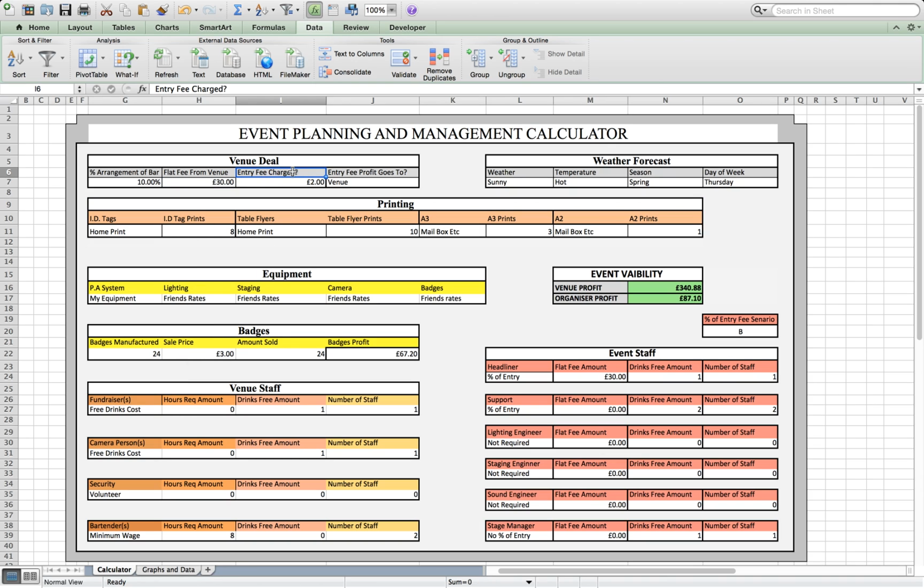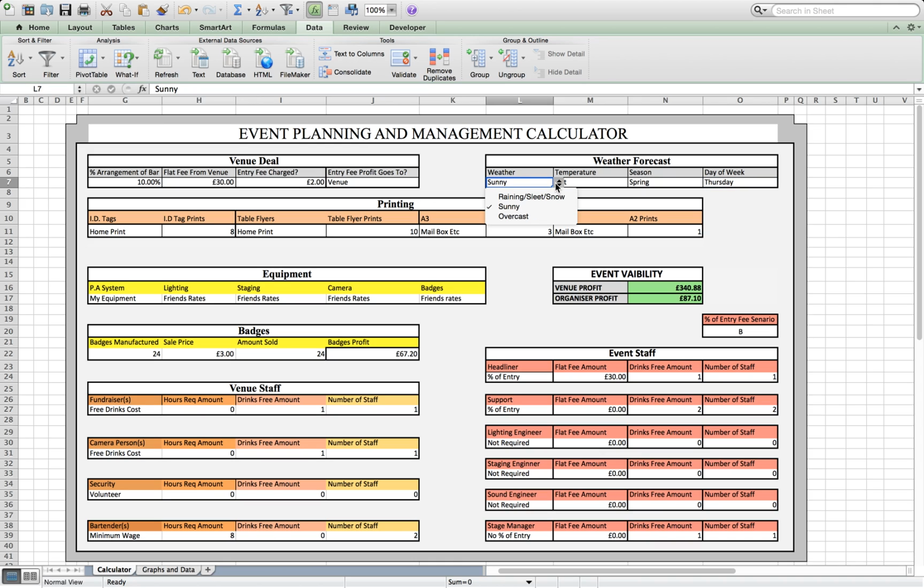The entry fee charged was 0, but I'm going to leave it at 2 for now, just so I can use that a bit later to show you what it would be like if we did charge on the door. And we can say on here as well where that money goes to, so for now we'll keep it at the venue. We can also change the weather forecast here, sunny, hot, spring, Thursday, for instance.